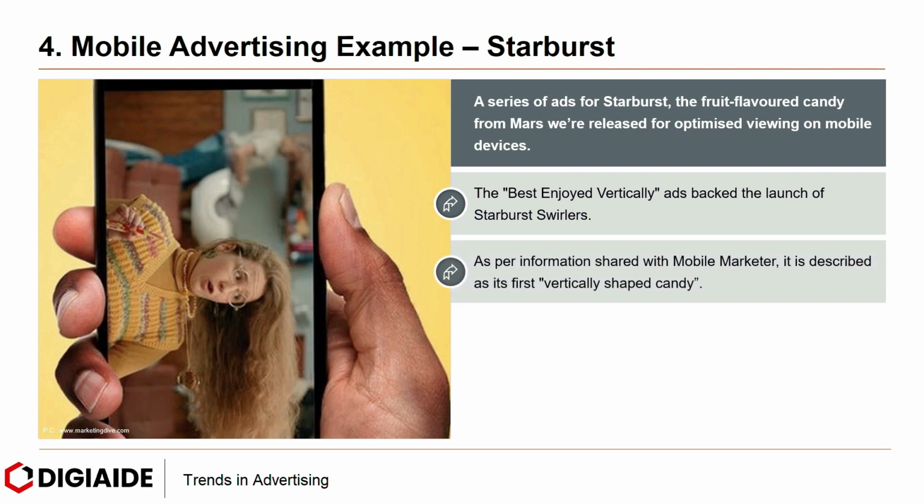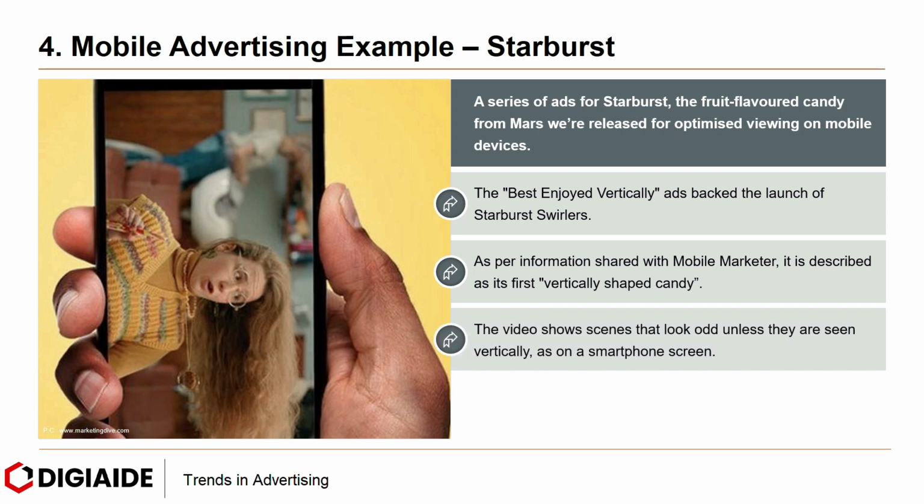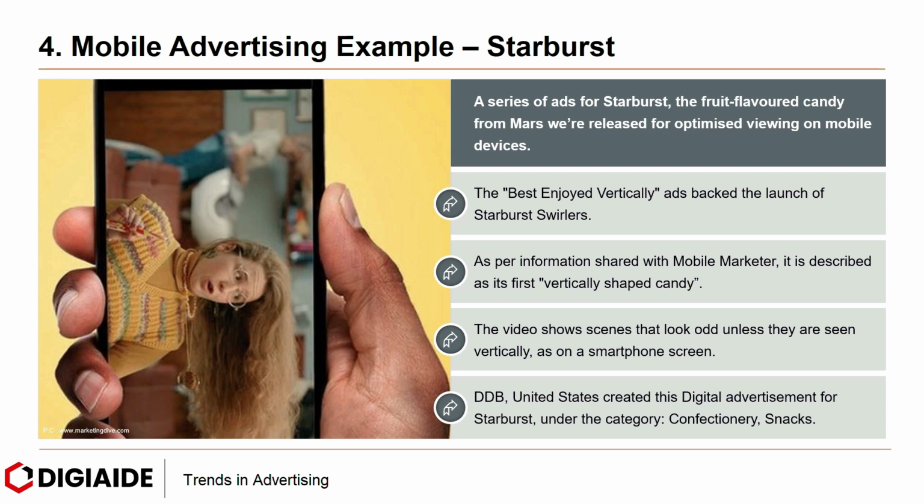As per information shared with Mobile Marketeer, it is described as its first vertically shaped candy. The video shows scenes that look odd unless they are seen vertically, as on a smartphone. DDB United States created this digital ad for Starburst under the category confectionery and snacks.